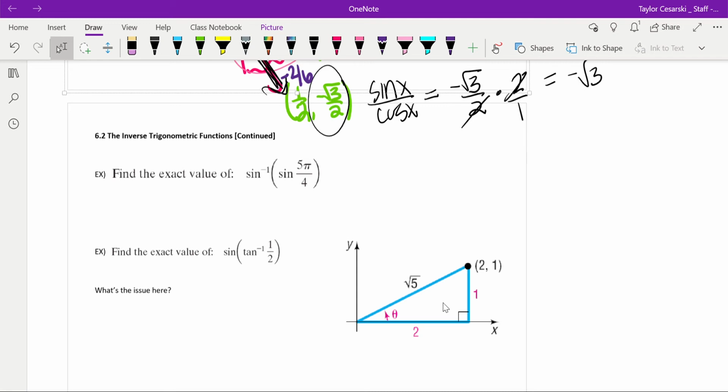All right, so now we're going to talk about more trigonometric functions. It's just going to be a continuation of what we did before and some practice with it. All right, so find the exact value of sine inverse of sine of 5 pi over 4.